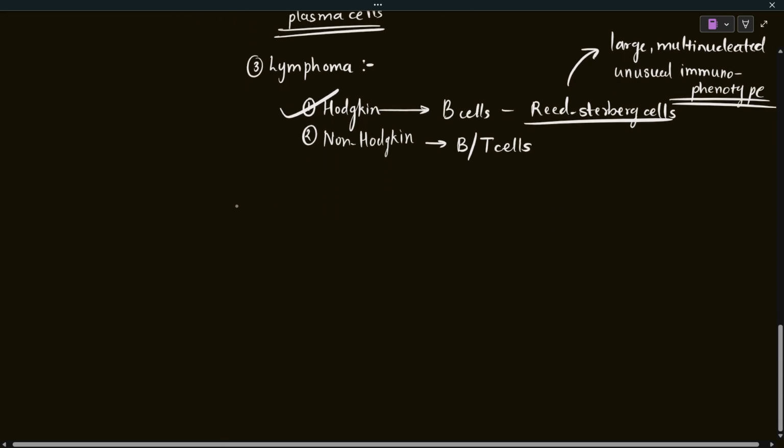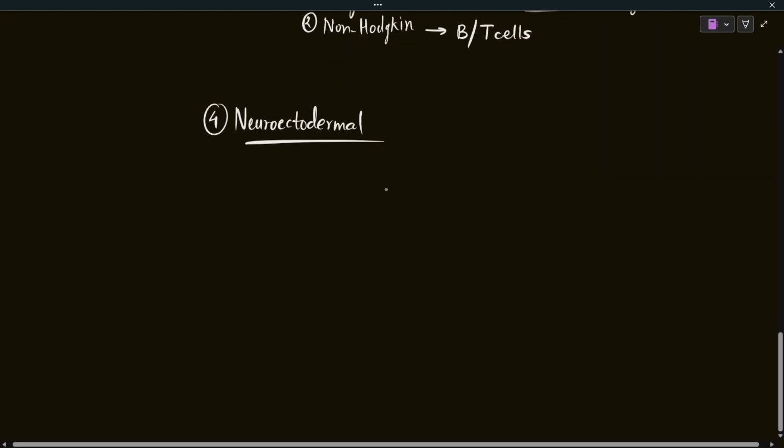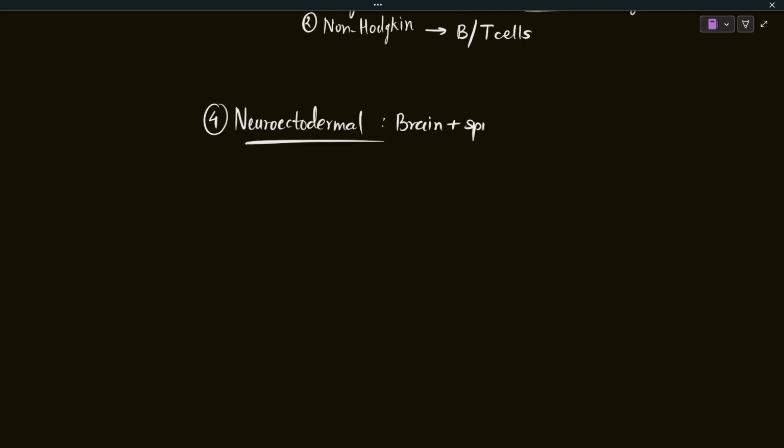So this is about hematopoietic tumors. There's one more type, related to the nervous system, known as neuroectodermal. If the neuroectodermal cells, the nervous system cells, undergo cancerous transformation, then depending on which cell type, specifically which glial cell or which cell is undergoing the transition, we call them by different names such as gliomas, astrocytomas, neurofibromas, meningiomas. So this is brain and spinal cord tumors.